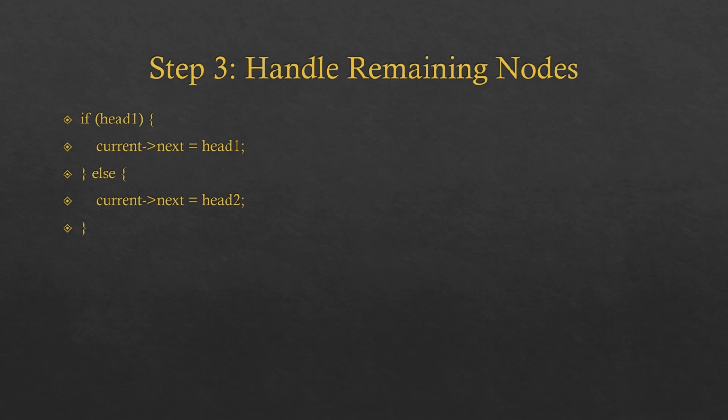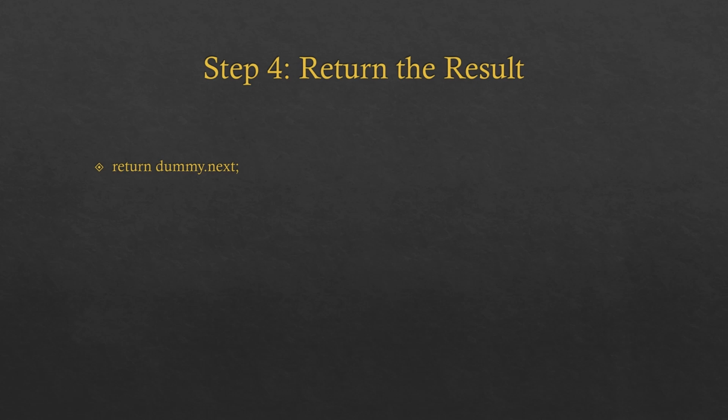After we finish traversing one of the lists, there might still be nodes left in the other list. We simply attach the remaining nodes from the non-empty list to the merged list. Finally, we return the merged list. Since the dummy node is just a placeholder, we skip it and return the list starting from dummy.next. This gives us the correctly merged linked list.